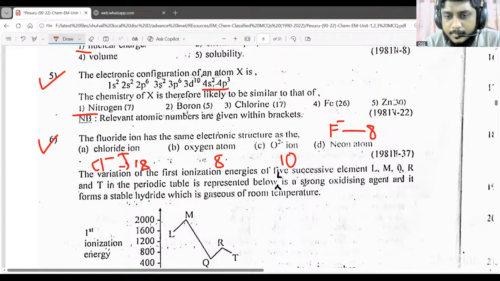Neon atom will also have 8 electrons. Now, which has the same electronic structure? Electronic structure means how the electrons are arranged. Oxygen atom has 8 electrons and neon also has 8 electrons. Therefore, the correct answer should be B and D. B and D means we have to go for the fifth option.